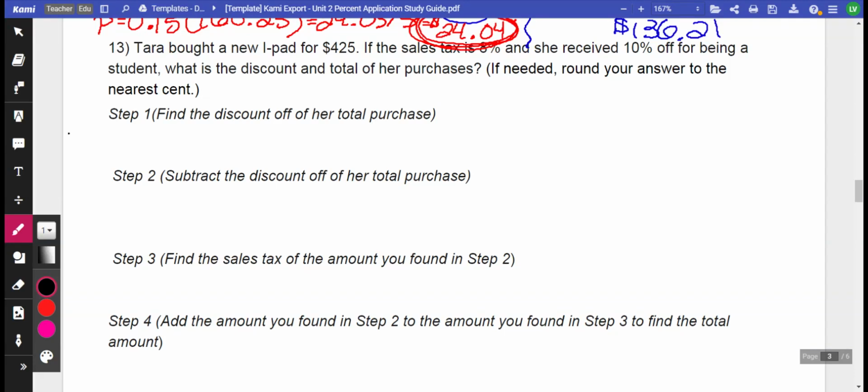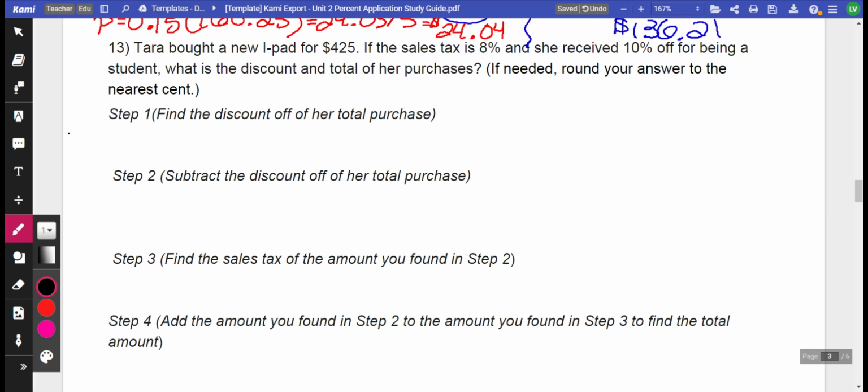So we're going to go over number 13 through 19 on your study guide. Number 13, Tara bought a new iPad for $425. If sales tax is 8% and she received 10% off for being a student, what is the discount and total of her purchases? If needed, render answer to the nearest cent.